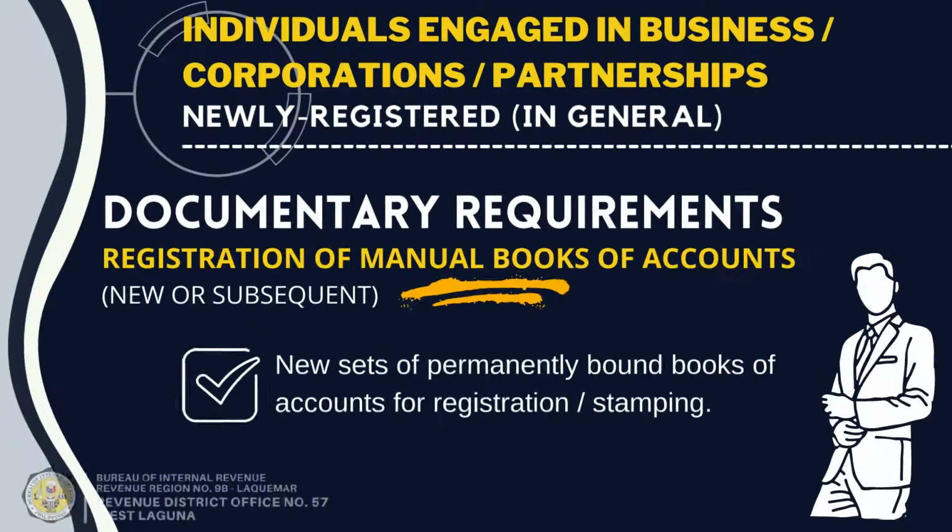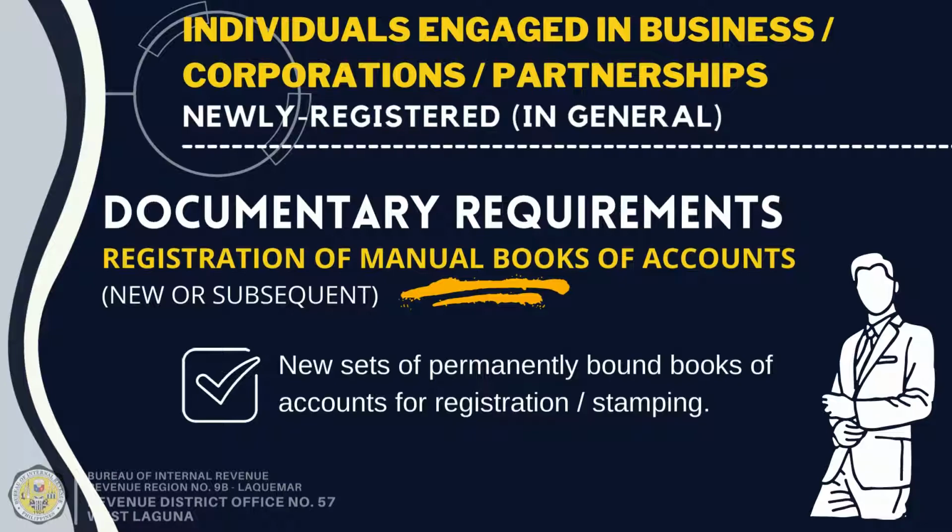Moving on, the following are the documentary requirements. First is the new sets of permanently bound books of accounts, example is the journal and the ledger, for registration or stamping.